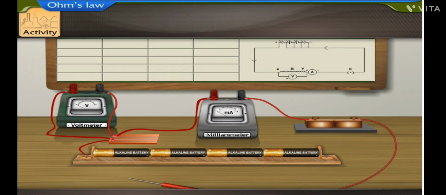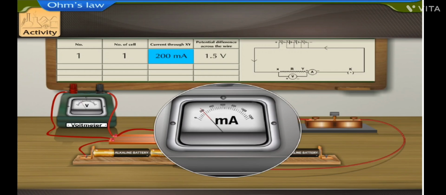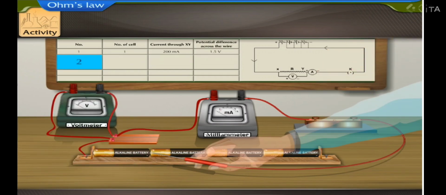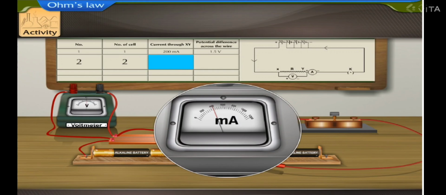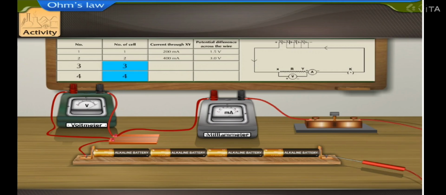Tabulate these observations. First, connect one cell in the circuit. Insert the plug key and observe the current I flowing in the circuit by observing the ammeter reading. It is 200 milliampere. Note the potential difference V across the wire by noting the voltmeter reading. It is 1.5 volt. Now, connect two cells in the circuit. Insert the plug key and record the ammeter and voltmeter readings. They are 400 milliampere and 3 volt. Similarly, connect 3 and 4 cells in the circuit and record the readings. These readings are 600 milliampere and 4.5 volts, and 800 milliampere and 6 volts.